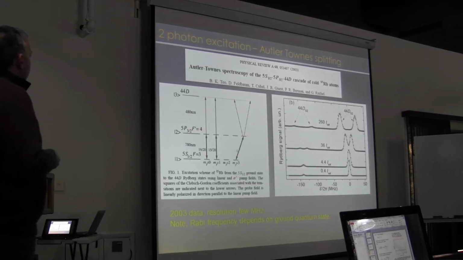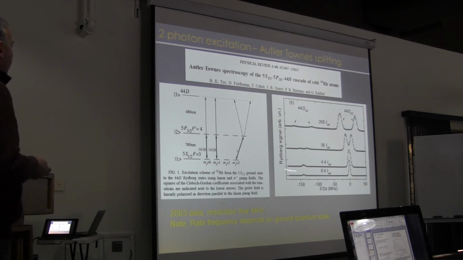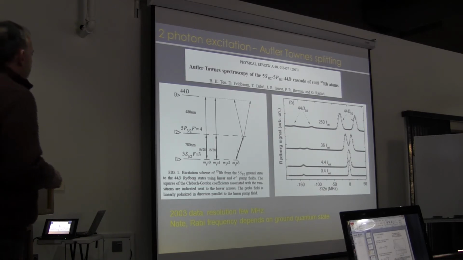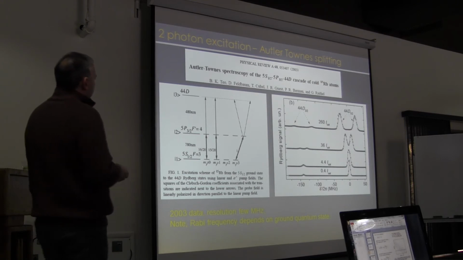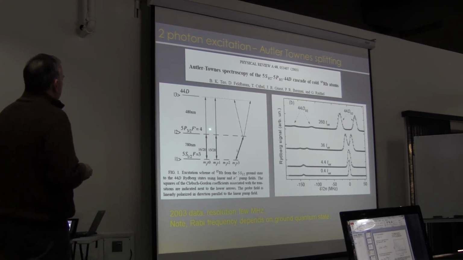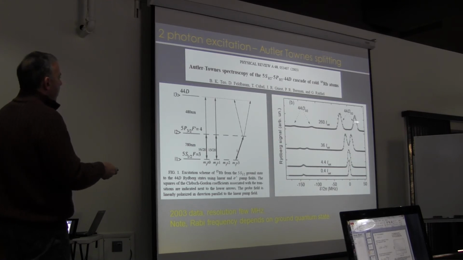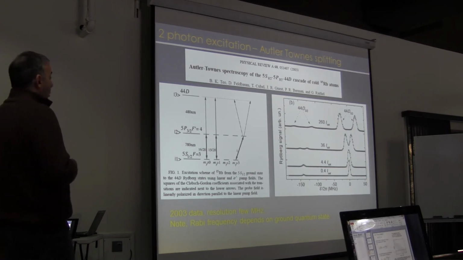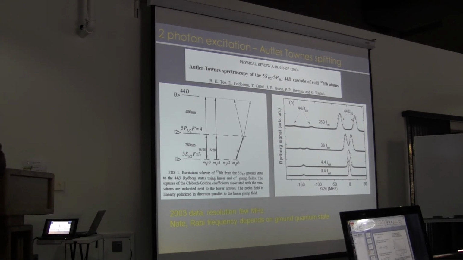High resolution 2-photon excitation, we see here from the Riedel group from about 10 years ago, with about a couple megahertz resolution. This was a study of the Autler-Townes splitting of the 2-photon excitation. So as you increase the intensity of one of the driving fields, you see the splitting of the excitation into this doublet, and so this lets you quantitatively determine your Rabi frequencies.